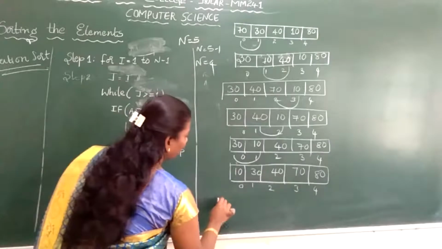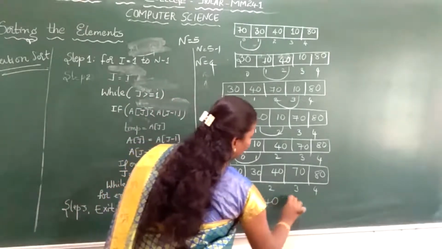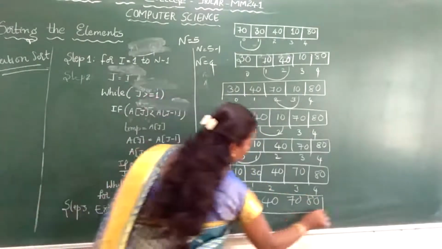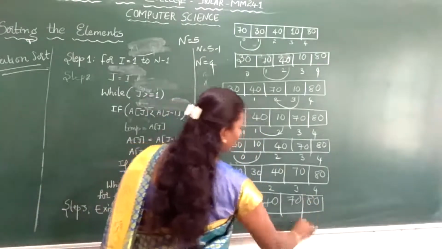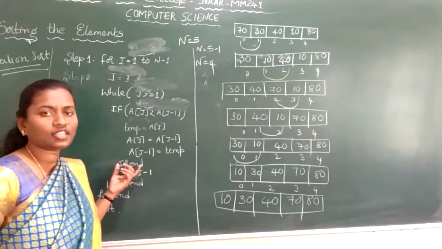So what is your sorted array? Your sorted array is 10, 30, 40, 70, 80. Okay, this is your sorted array. So this is the sorting technique in which we discussed insertion sort.